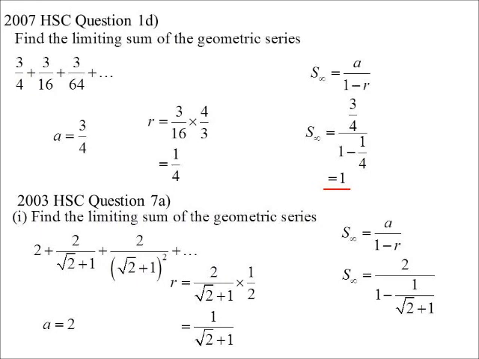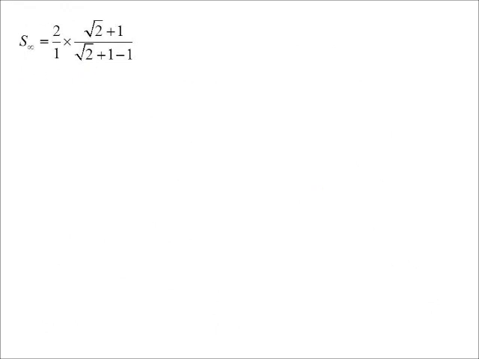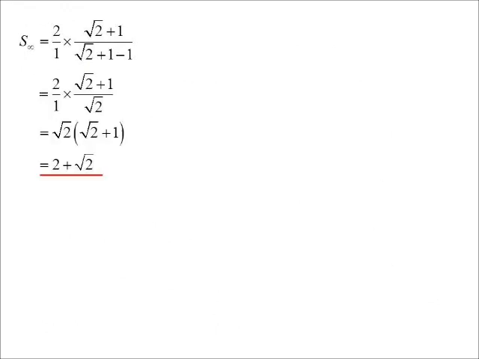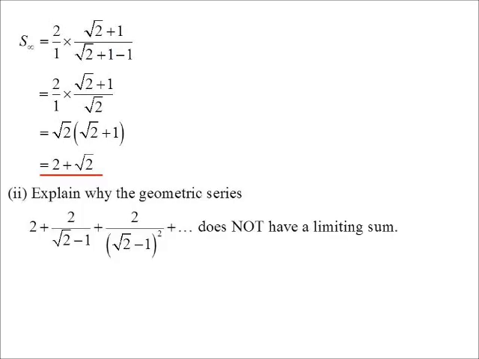So we've got 2 over 1 minus 1 on the square root of 2 plus 1. Playing around with that, eventually it comes down to, there we go, 2 plus root 2. Here's one that does not, and it's explain why. So it's the part 2 of that question.